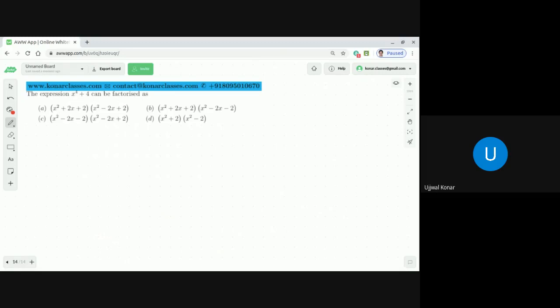Here the question is that the expression x power 4 plus 4 can be factorized as: the first option, x square plus 2x plus 2 into x square minus 2x plus 2. Second option, x square plus 2x plus 2 into x square minus 2x minus 2. Third one, x square minus 2x minus 2 into x square minus 2x plus 2. And the fourth one is x square plus 2 into x square minus 2.